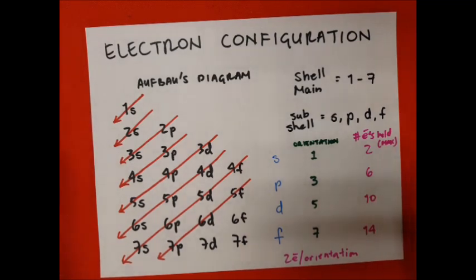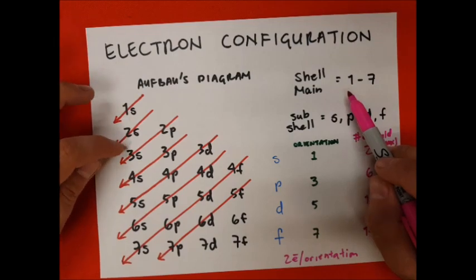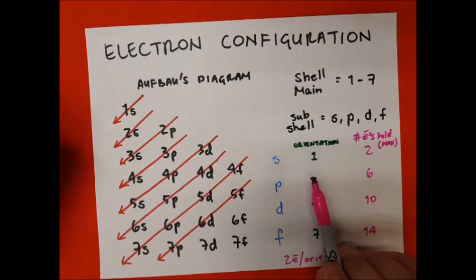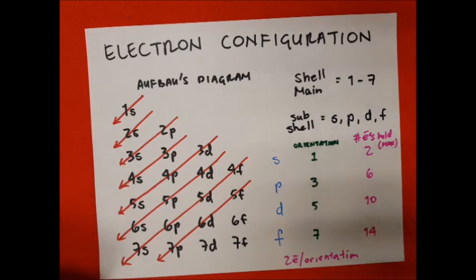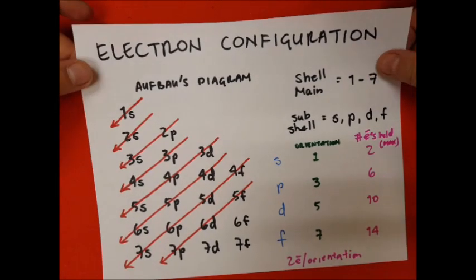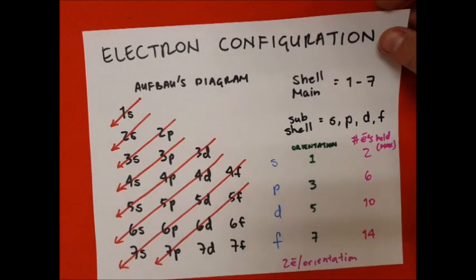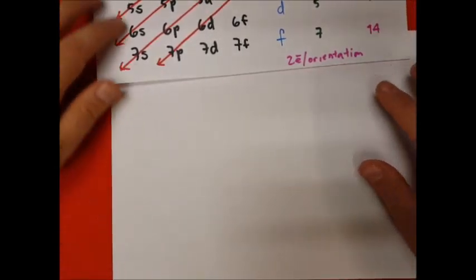So this is a basic introduction to Aufbau's diagram, which puts together the shell, that main energy level 1 through 7, and then the subshell S, P, D, F, and then we know that S has 1 orientation, 2 electrons, P 3 orientations, 6 electrons, and so forth. So I hope that is clear so that we can continue with our explanation. Now, as I said at the beginning, electron configuration is a way in which we arrange the atom's electrons in its orbitals. So let's go to a very, very simple example, which would be hydrogen.